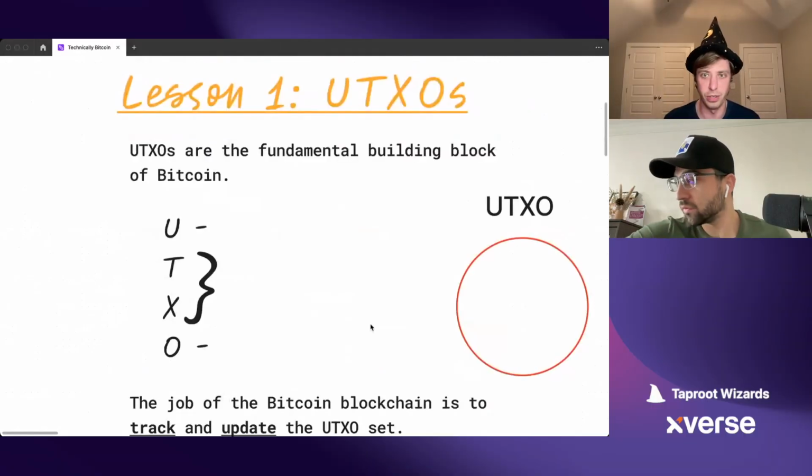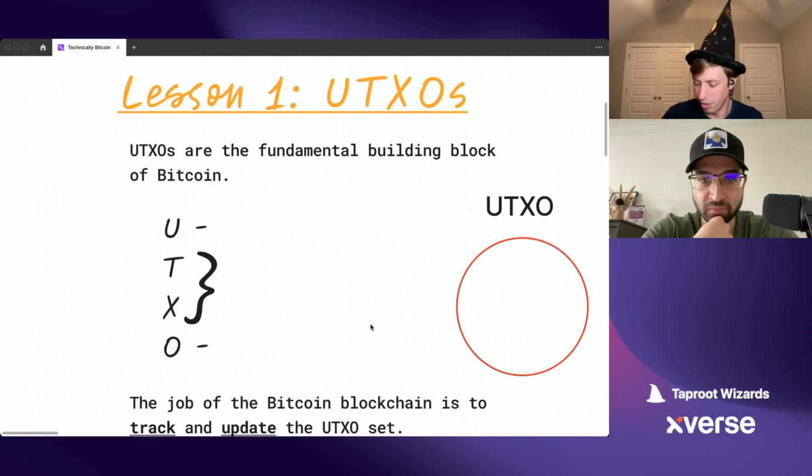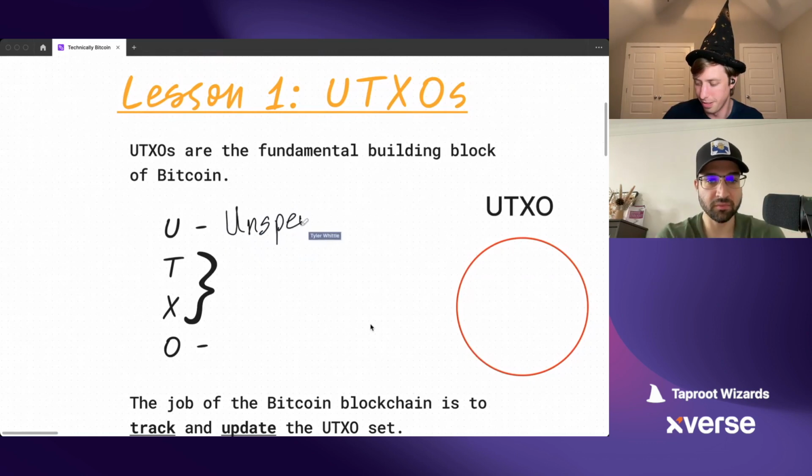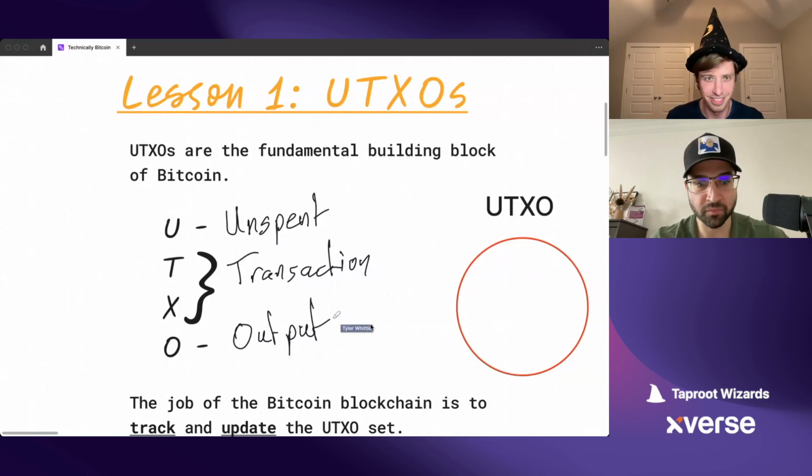We're starting with UTXOs because they are the fundamental building block of Bitcoin. Well, it's pretty straightforward. They're very simple. The U stands for unspent. The TX stands for transaction. And the O stands for output. That's it. UTXOs, we're done. Simple. Unspent transaction output.